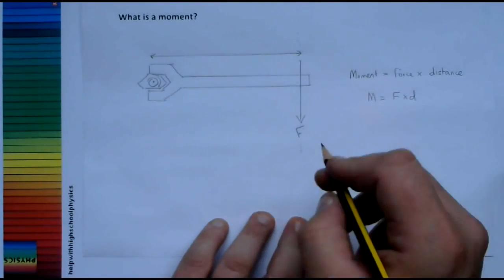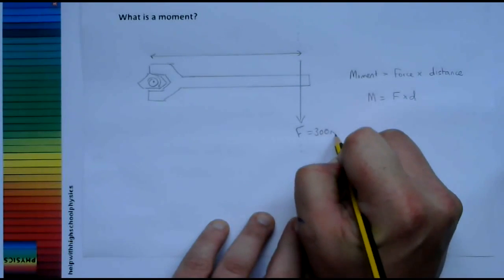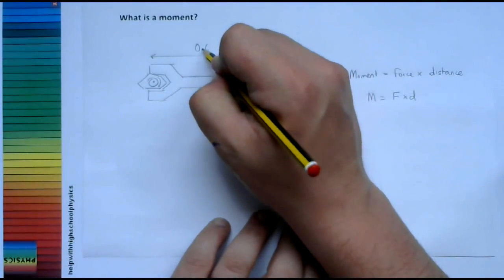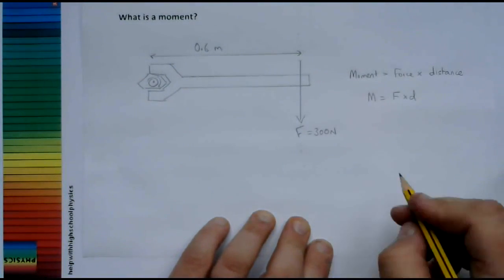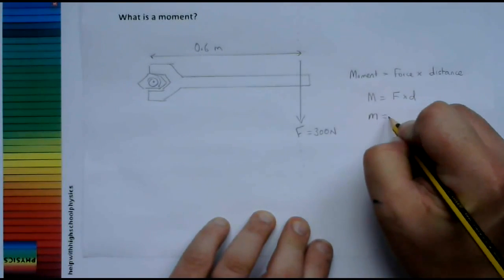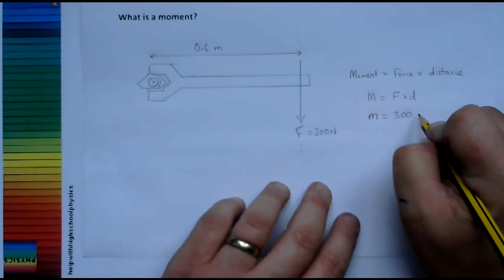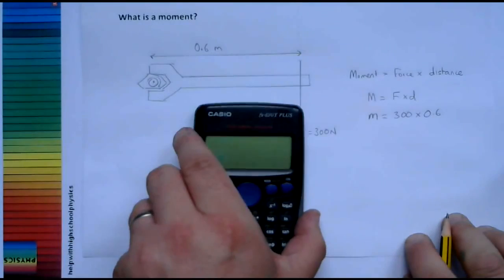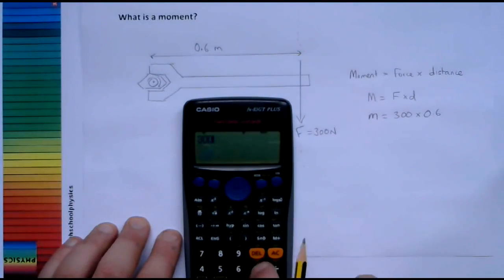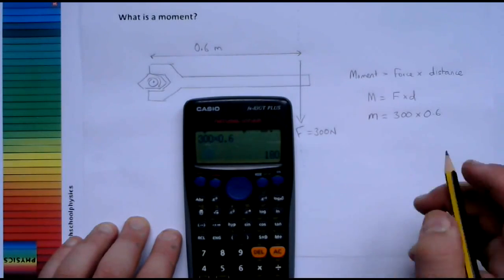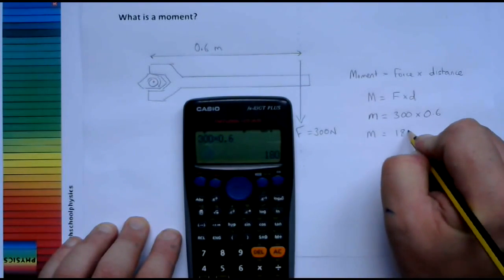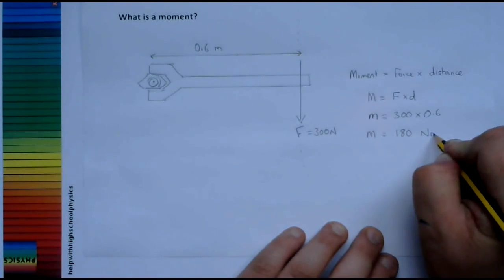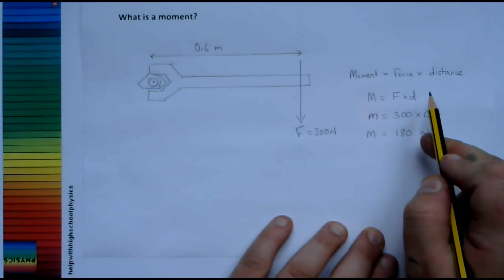So in this case, if my force was 300 newtons and my distance was 0.6 meters, the moment, the turning effect, would be 300 newtons times 0.6 meters, so the moment would be 180. And the unit in this case is newton meters, because we've got newtons multiplied by meters.